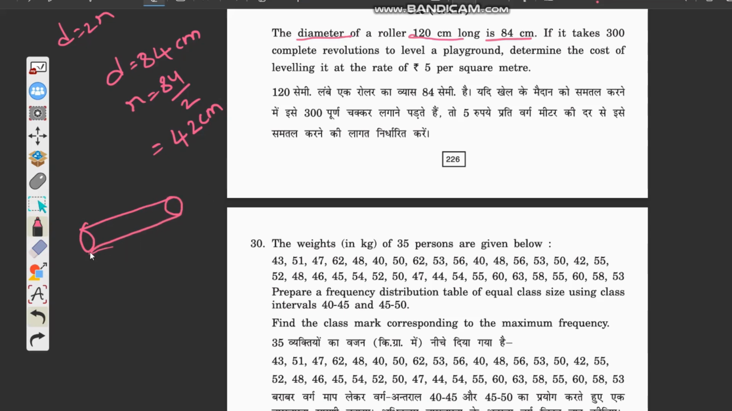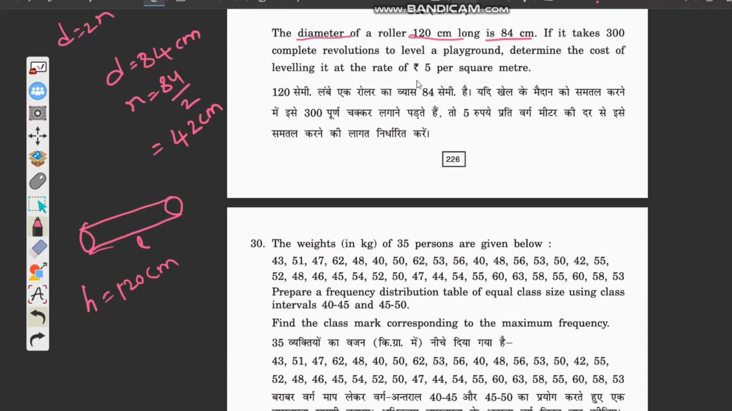Now, what does a roller look like? This is nothing but a cylinder. If this is the length, we can take it as H. So the height is given as 120 centimeters. Radius is there, height is there. See, to level the road, which surface is taking part? Only the CSA is taking part, not this surface or this surface.